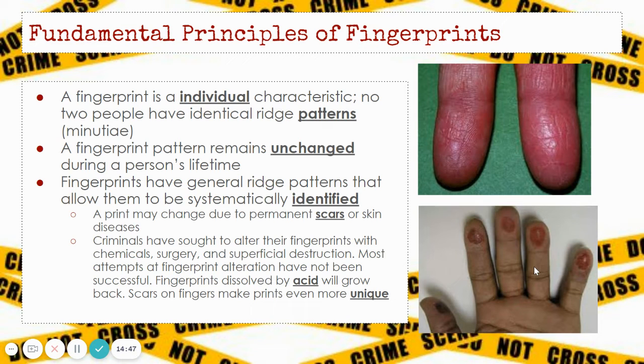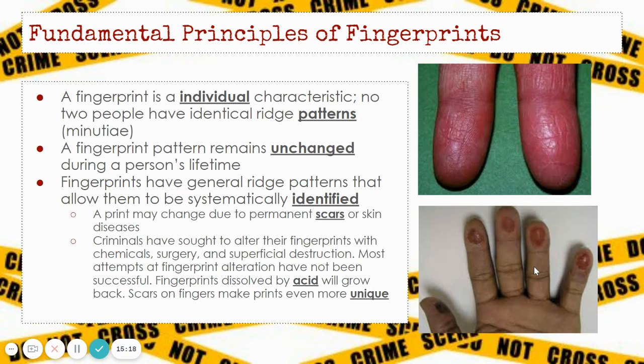All right, so a fingerprint is an individual characteristic. We call this individual evidence. No two people have identical ridge patterns or identical minutia. A fingerprint pattern remains unchanged during a person's lifetime. So the fingerprints you were born with are the same fingerprints you will have your entire life. Fingerprints have general ridge patterns that allow them to be systematically identified. So for example, we can categorize every print into a loop, arch, or a whorl. From there, we can then identify minutia.